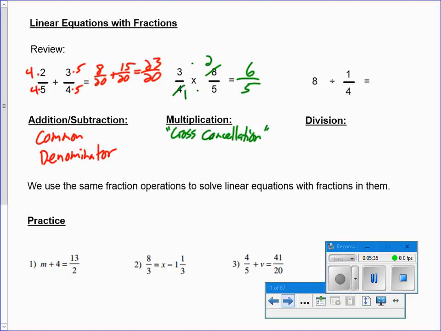The last thing to remember is division with fractions. Sometimes that's our last step in a problem, to divide by a fraction. Remember that with division of fractions, all we do is flip and multiply. So if I'm doing 8 divided by 1/4, that's the same as 8 times 4 over 1, which would be just 32.